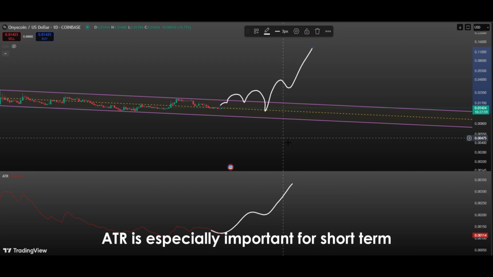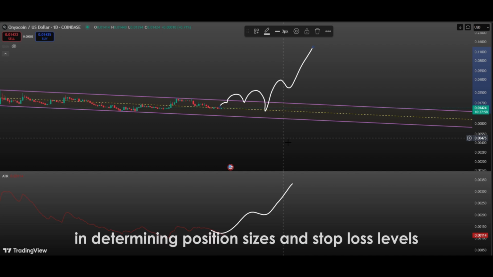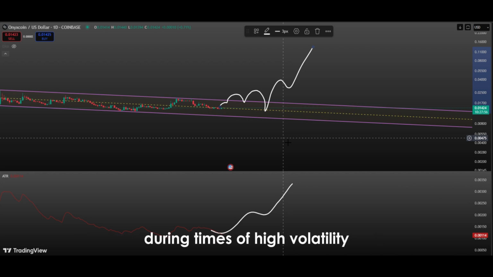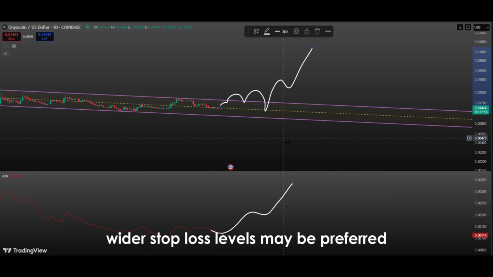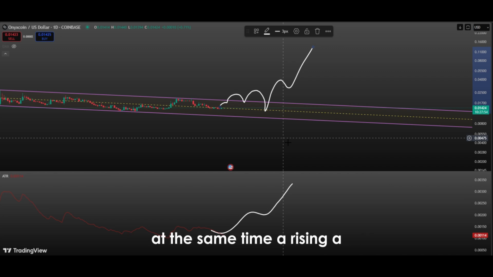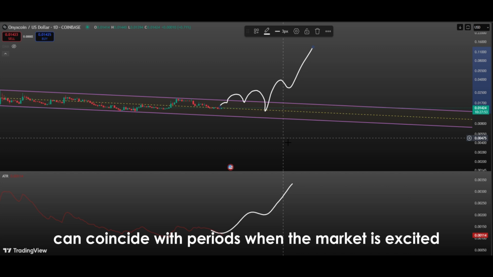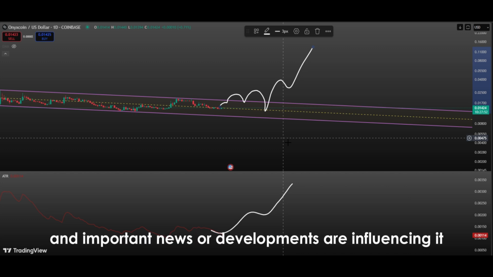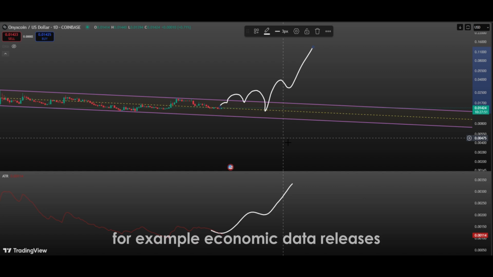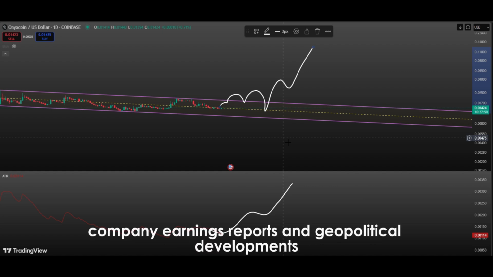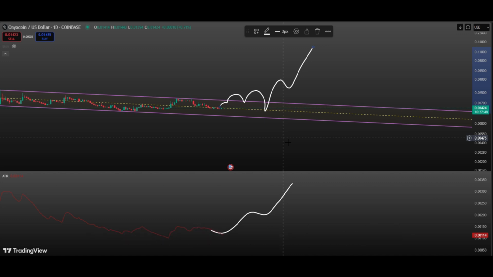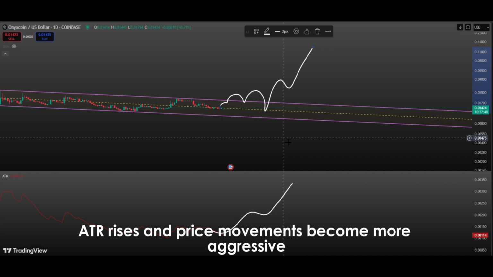ATR is especially important for short-term investors and traders in determining position sizes and stop-loss levels. During times of high volatility, wider stop-loss levels may be preferred because the normal movement range of the price has expanded. At the same time, a rising ATR can coincide with periods when the market is excited and important news or developments are influencing it. For example, economic data releases, company earnings reports, and geopolitical developments can all lead to increased volatility. During such periods, ATR rises and price movements become more aggressive.